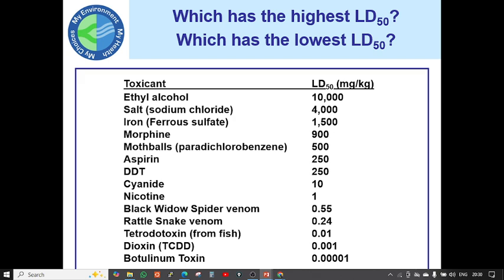In many Hollywood pictures, they show some drugs being supplied and black marketed. So morphine is one kind of drug that causes hallucination. So this is also 900 mg per kg. Then mothballs, parachlorodiazobenzene, this is 500. Aspirin is 250. What is aspirin?